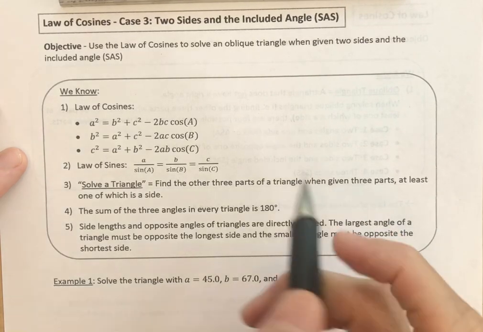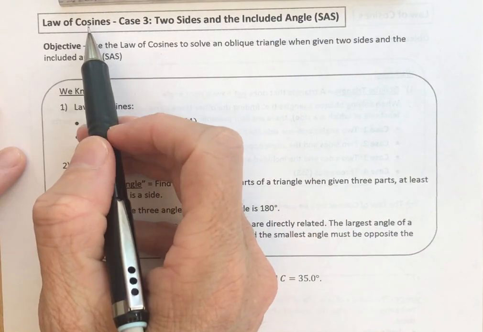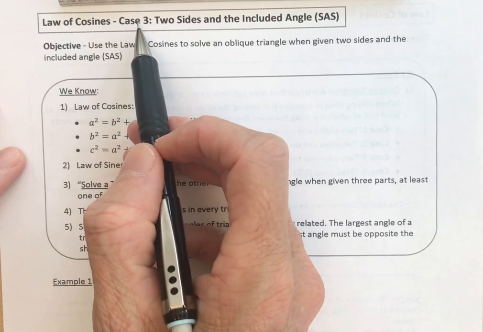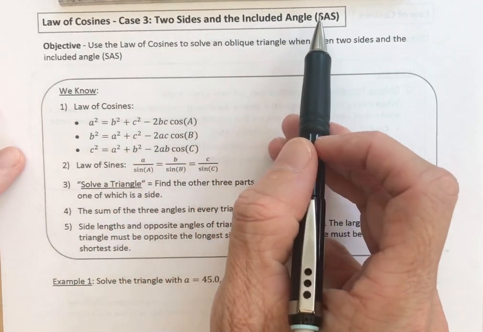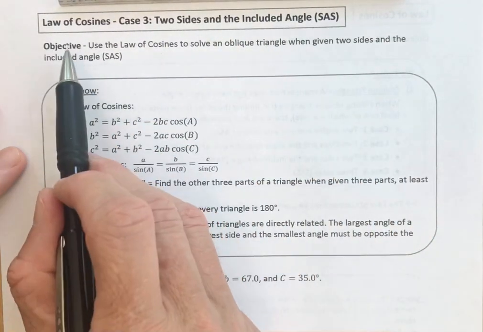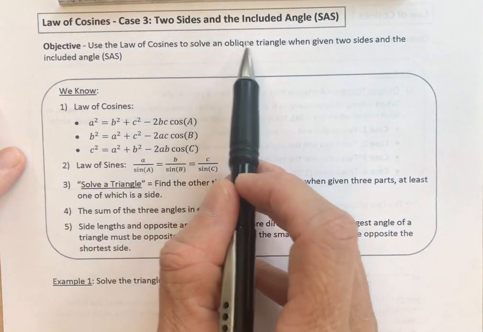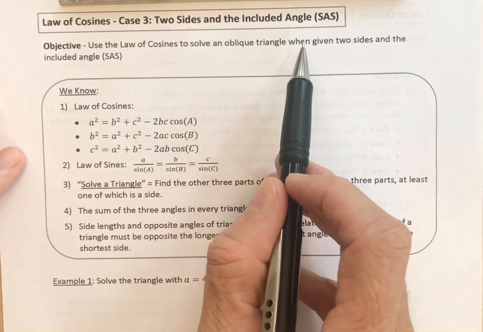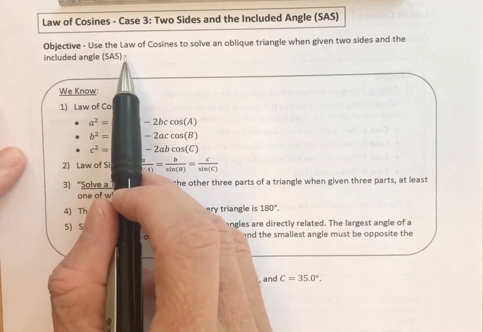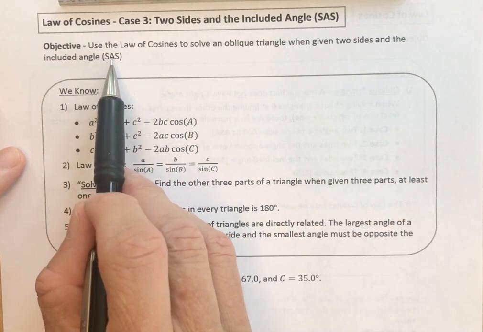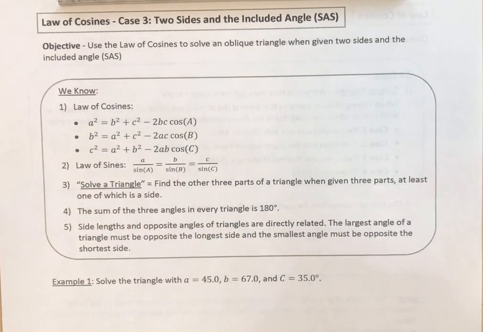Continuing our look into the law of cosines, we're going to investigate case 3, where we have two sides and the included angle. Our objective: use the law of cosines to solve an oblique triangle when given two sides and the included angle, abbreviated SAS, or side-angle-side.